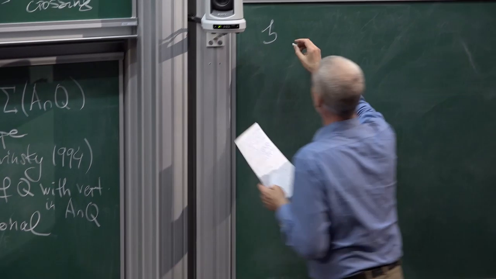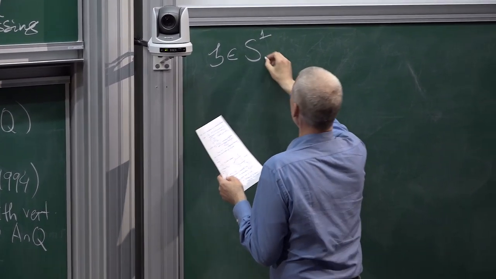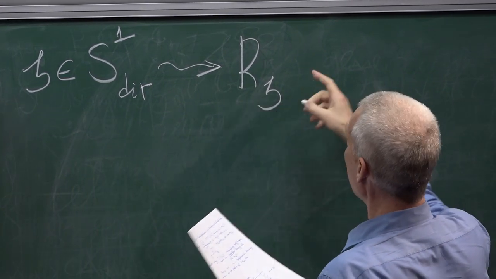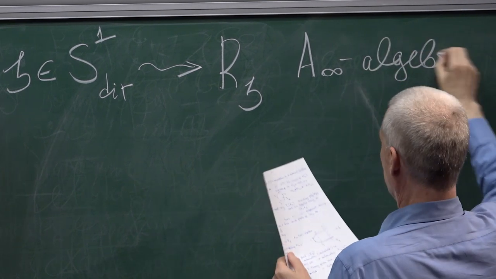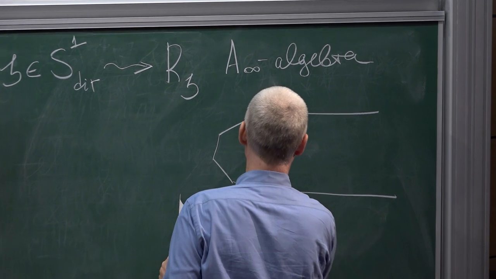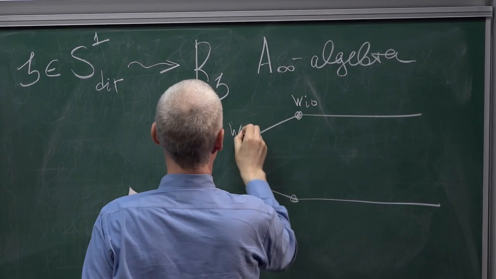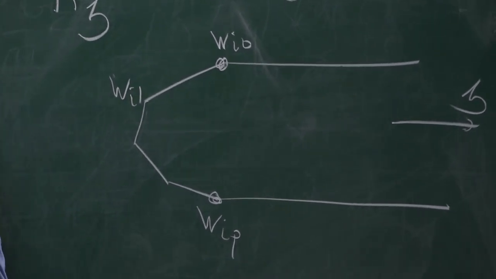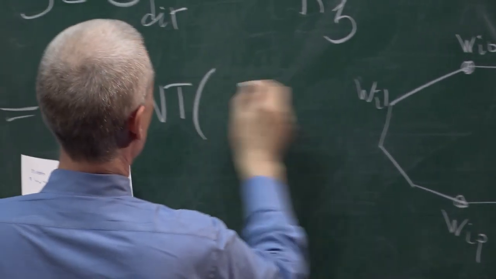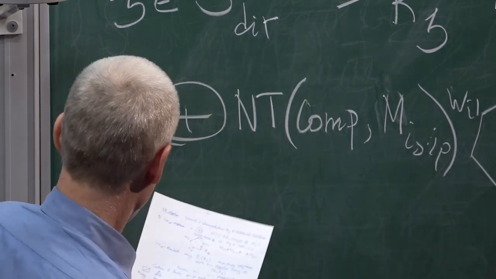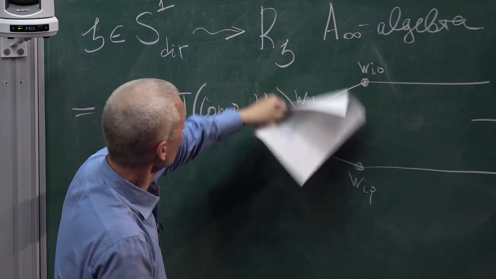And further, if you have a point on the circle of directions, S^1, so directions, we can associate an associative algebra or homotopy associative algebra, R_zeta. I write A infinity algebra. It's done similarly, except those polygons are not closed. We go in the direction zeta, and we take all possible chains like this, w_{i0}, w_{i1}, ..., w_{ip}. And this is direction zeta. So again, it's a direct sum, natural transformations from the composition to phi to m_{i0 ip}. And there is a similar multiplication in this algebra.